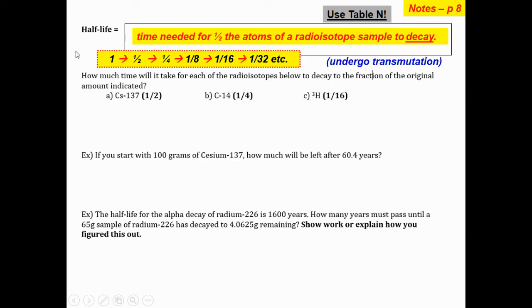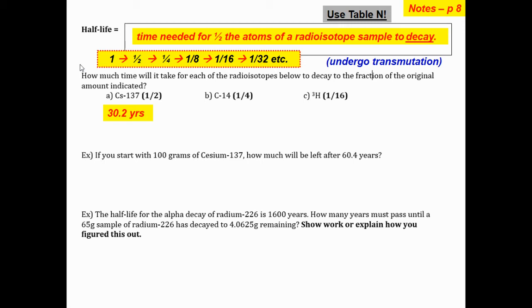Question A is really actually just very simple. Well, in A, B, and C, they're asking how much time will it take for each of the radioisotopes below to decay to the fraction of the original amount indicated. So cesium-137, they want to know how long will it take for some amount of cesium-137 to decay until only half of it is still left as radioactive. Well, really, that question A is just asking what's the half-life of cesium-137.